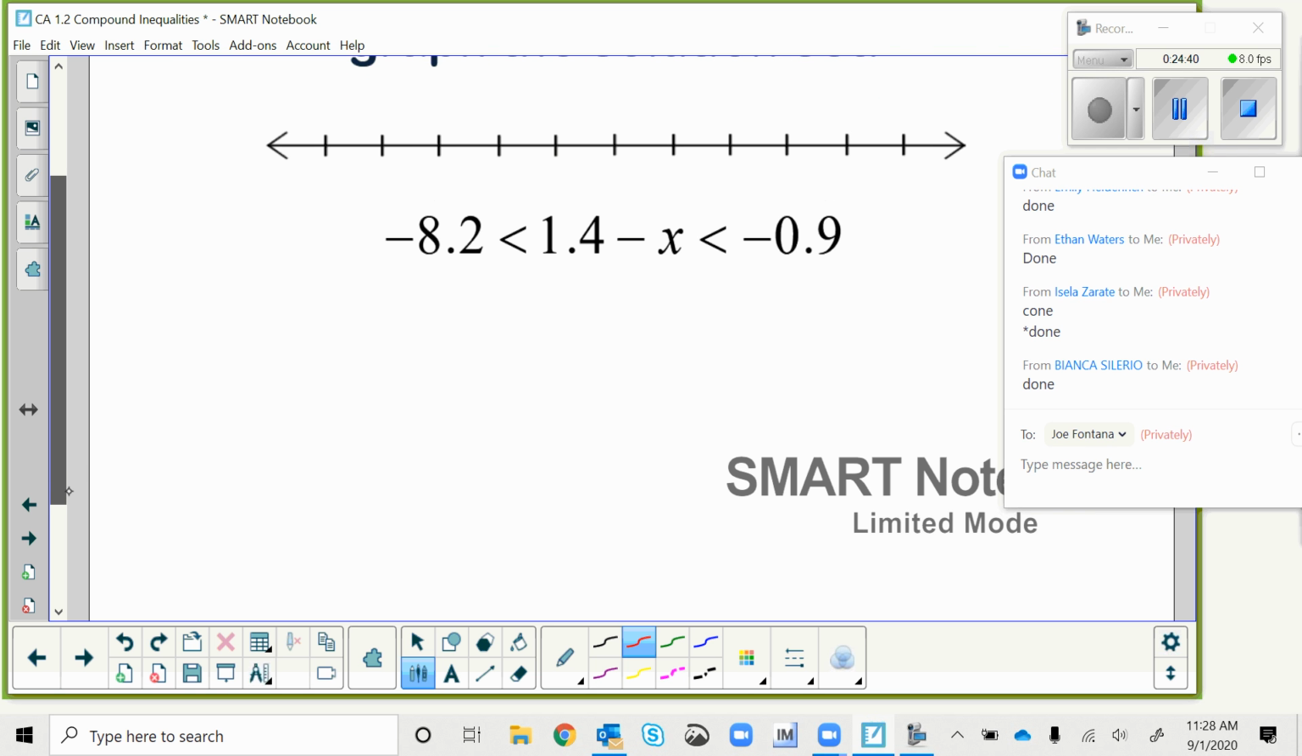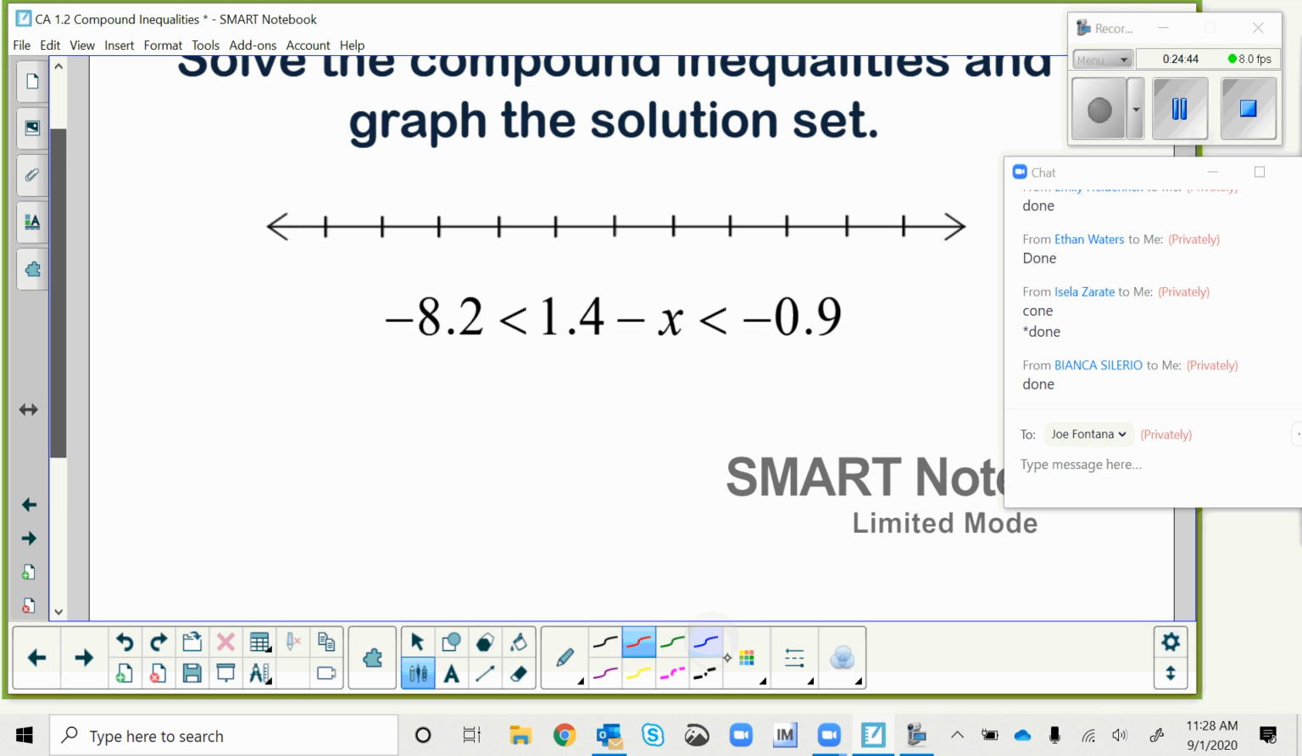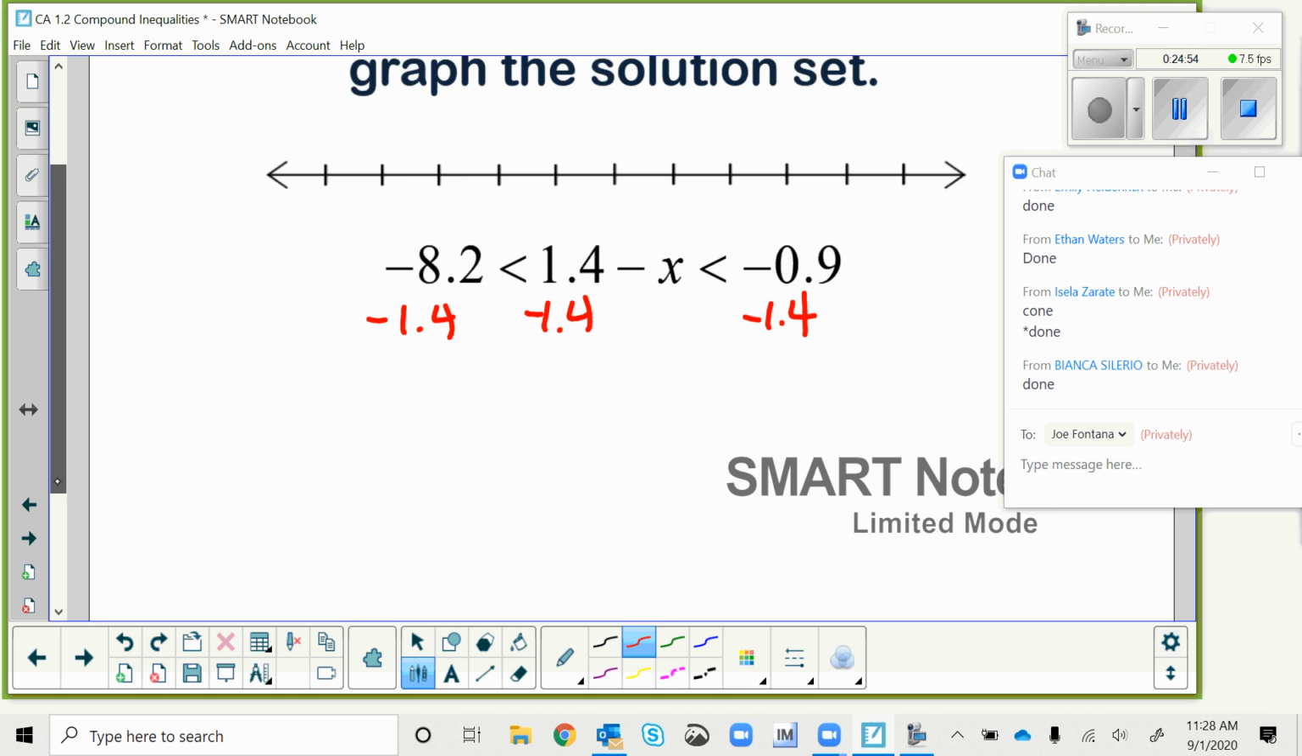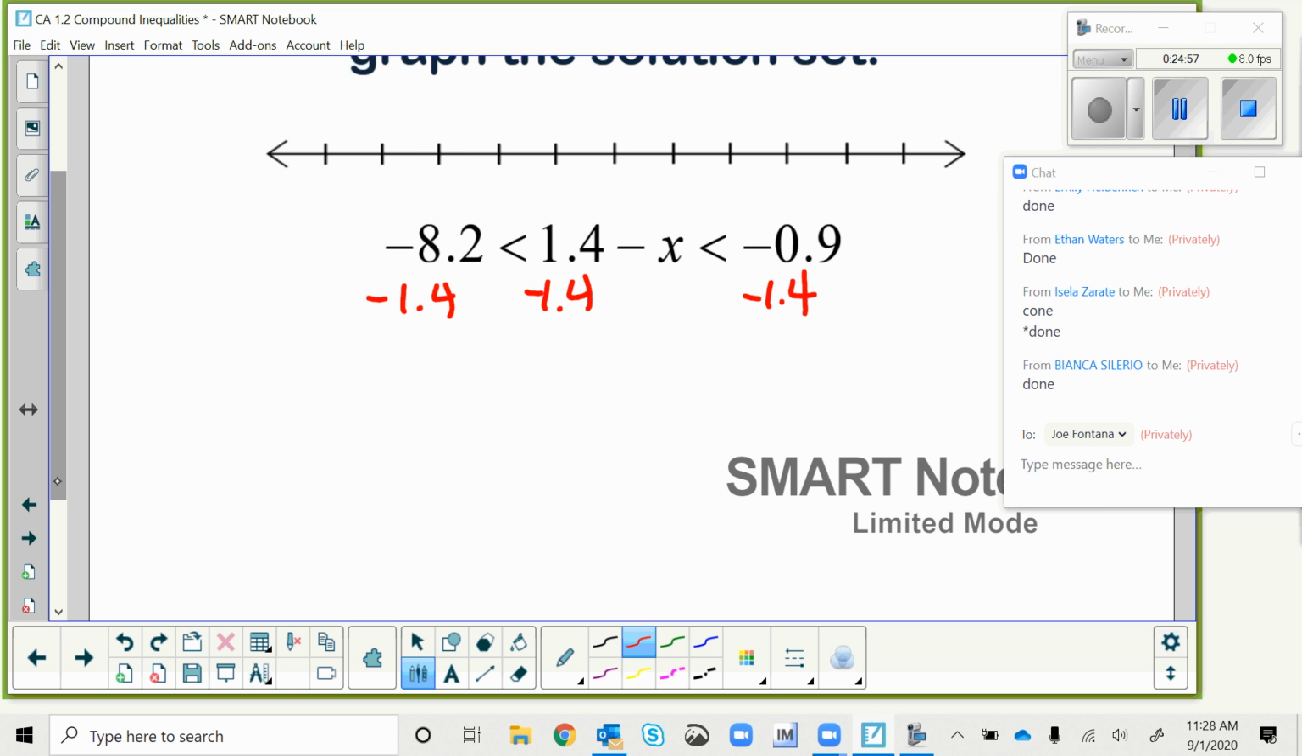All right, so compound inequality, we need to get the x by itself. So I start by subtracting 1.4 everywhere. And maybe you did that tip we learned last week about multiplying everything by 10. That's okay too. So on the left, this gives me negative 9.6 less than negative x less than negative 2.3.